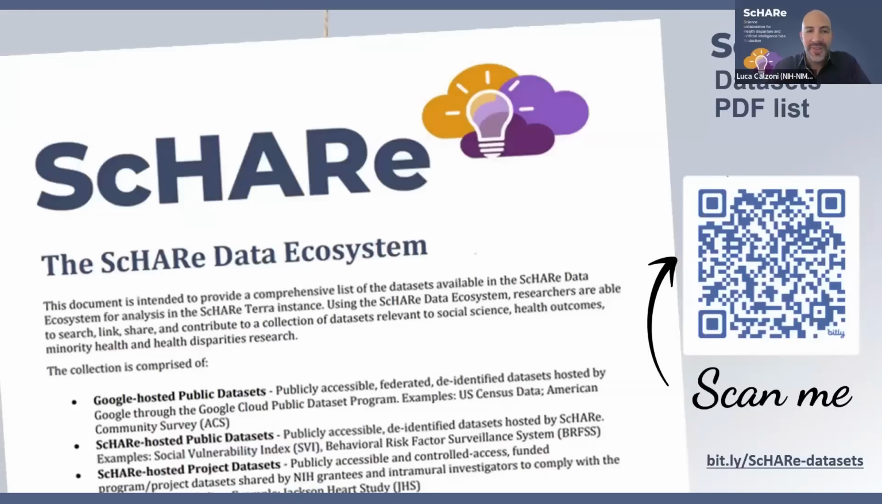And we also make available a PDF list of all the datasets available on ScHARe. So you can actually scan the QR code, or you can copy and paste. Actually, I would ask Kevin to please do that. There is a link to the right, and it points you to this file that you can download to see what kind of data sets are available on ScHARe.